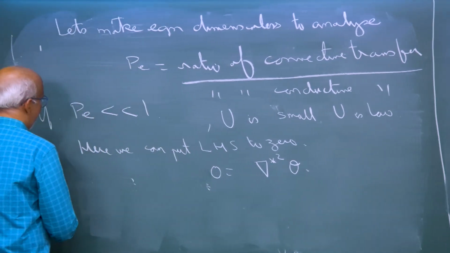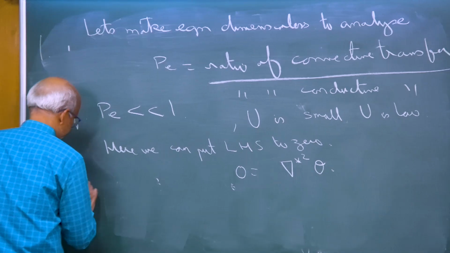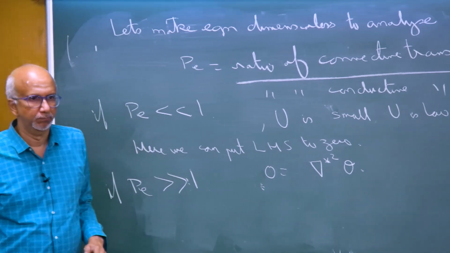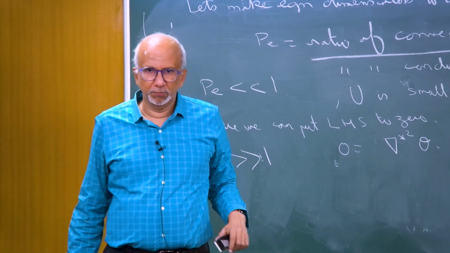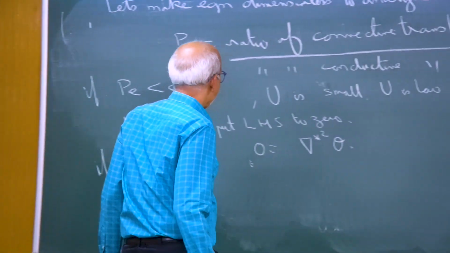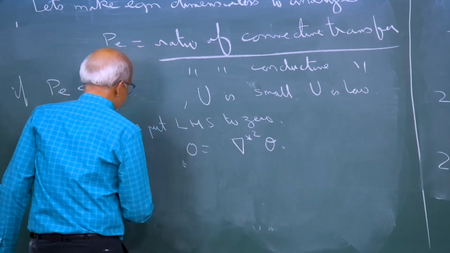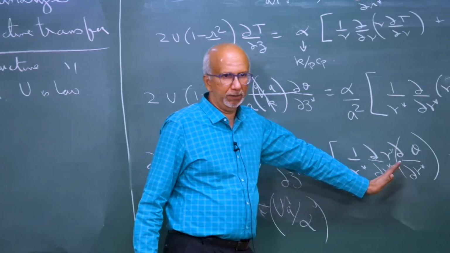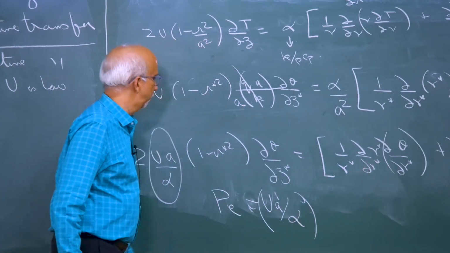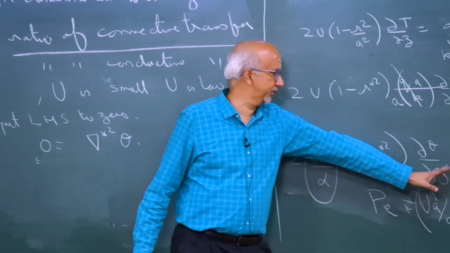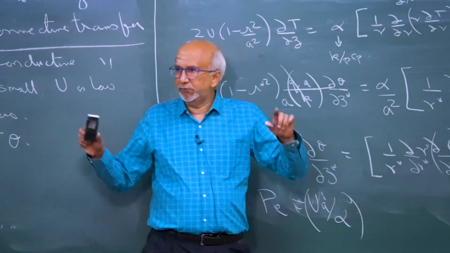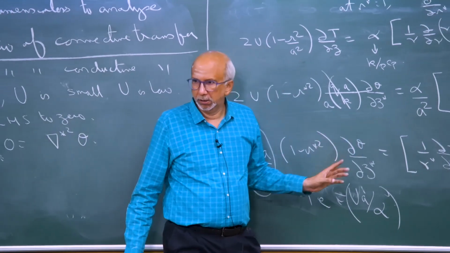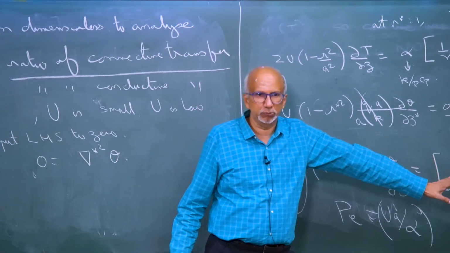I will just do one more thing and we will stop. If Peclet number is very much larger than 1, what do I get? So I would divide this entire equation by Peclet number. You divide this entire equation by Peclet number, which is very large. And if you have done the scaling properly, all these are going to be of order 1 and so the right hand side will now be set to 0.